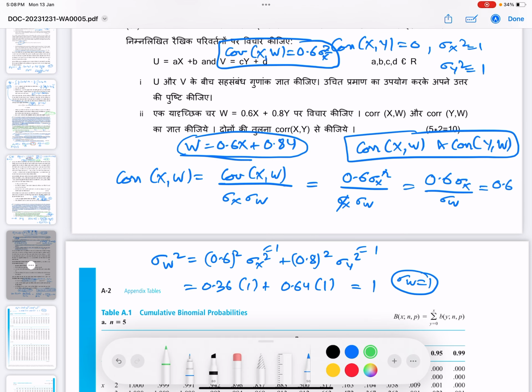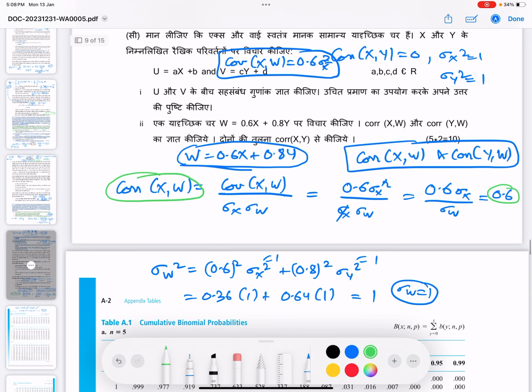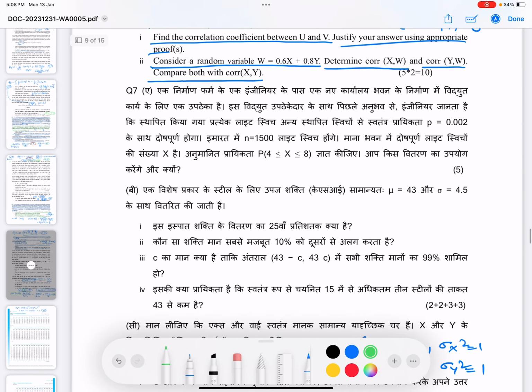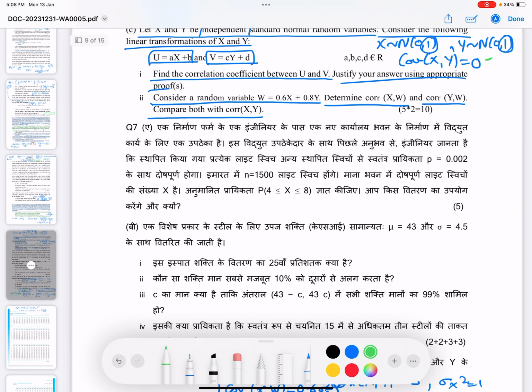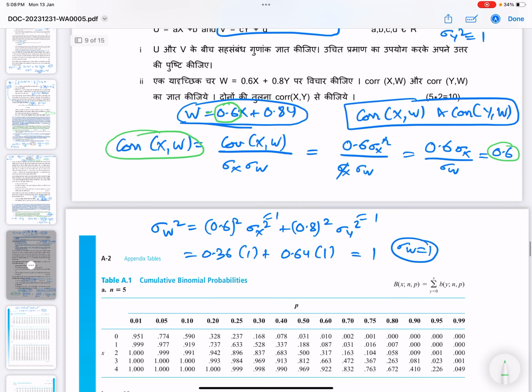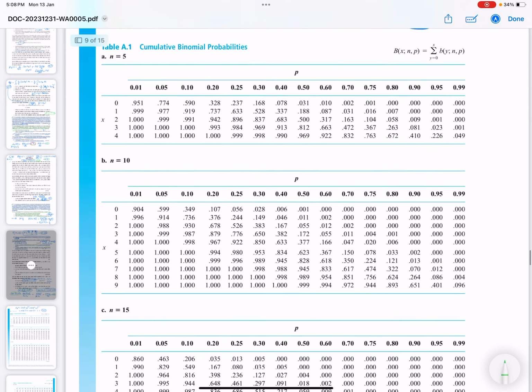And look at this. Covariance XW is 0.6, and this was the coefficient associated with X as well. So similarly, the correlation YW would be equal to this 0.8. I'm not doing it. You can do it by yourself.